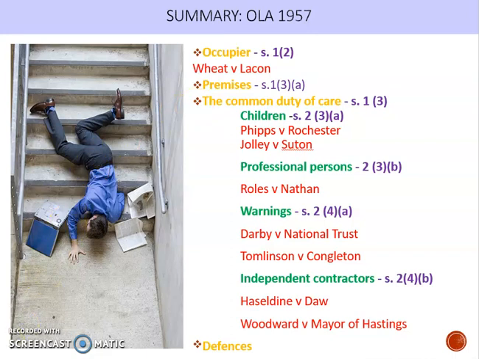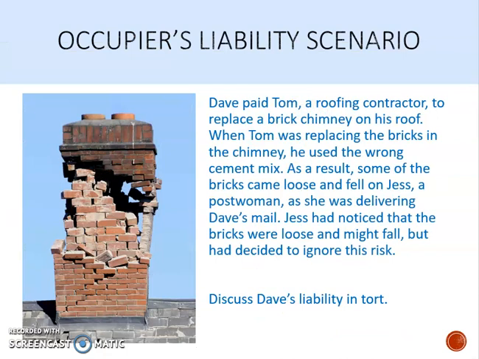There are some special situations listed in the 57 Act where you've got children visitors or professional persons, where warnings have been given, or where work by independent contractors has been done. And there are cases that we've studied that help to explain these rules. And there are also defences that you could potentially try and argue as well, such as contributory negligence and volenti non fit injuria. So a little recap for you there, and you should be thinking about all of those things when we're looking at this scenario involving Dave.